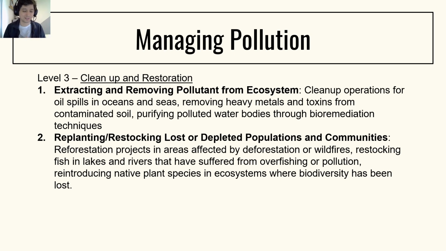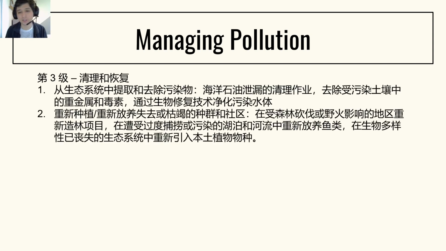So adding those native plant species again into those ecosystems to help them with biodiversity. So this is a way of trying to solve the pollution problem, a way of managing pollution. We will talk about this a lot in our course. So this is just like an introduction to it. And probably in your classes, whatever class you're taking, you will be seeing efforts to solve these pollution problems using this structure, right? The 3 levels of pollution management or 3 levels of pollution intervention.